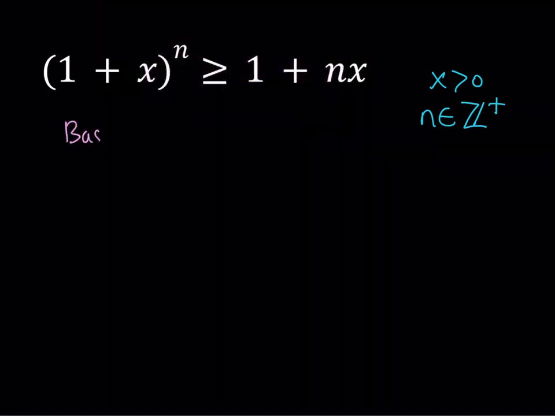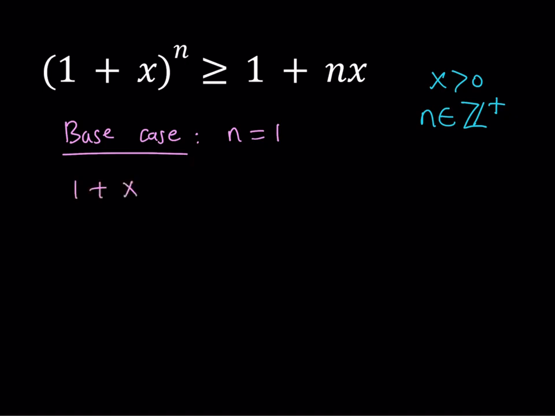The base case is basically, we're going to first of all start with n equals 1, and show that this statement is true for n equals 1. Now if you replace n with 1, you get (1 + x)^1 is greater than or equal to 1 + 1 times x, which is x. And obviously, any quantity is greater than or equal to itself. So the statement for n equals 1 is true.